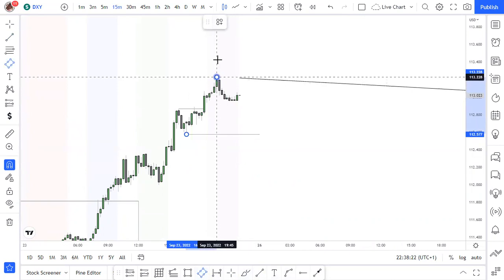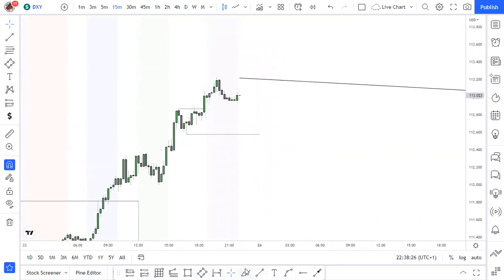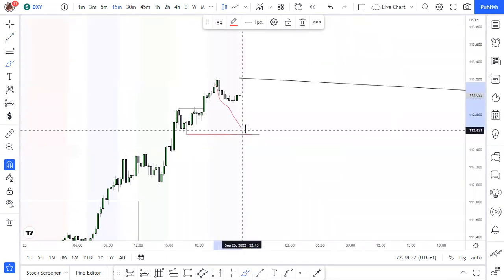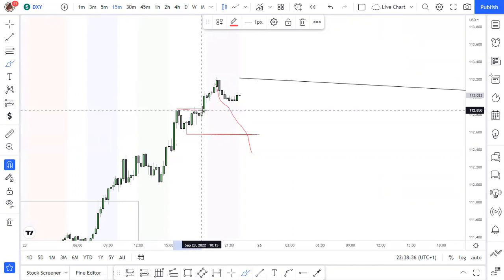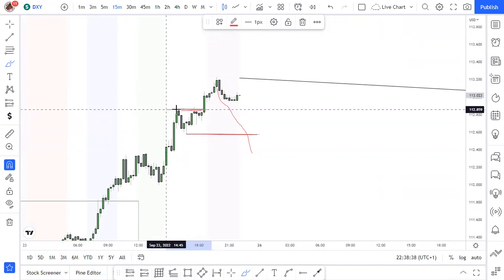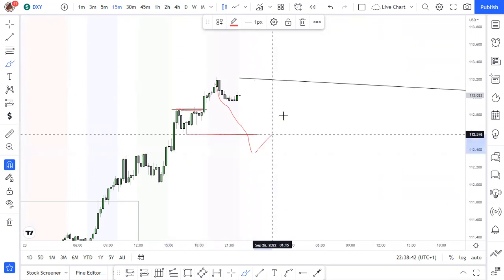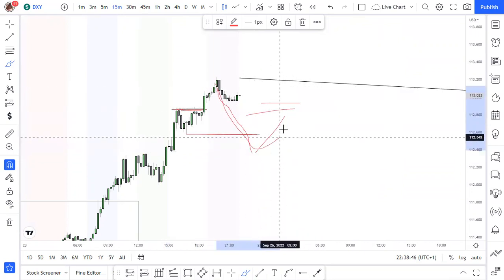This is around two. So I want to see price break below this low here. I want to see price pull back, break this low. Then we can see we've had that break in market structure on the 15. So you can either trade the first pullback, that's based on this 15-minute structure.